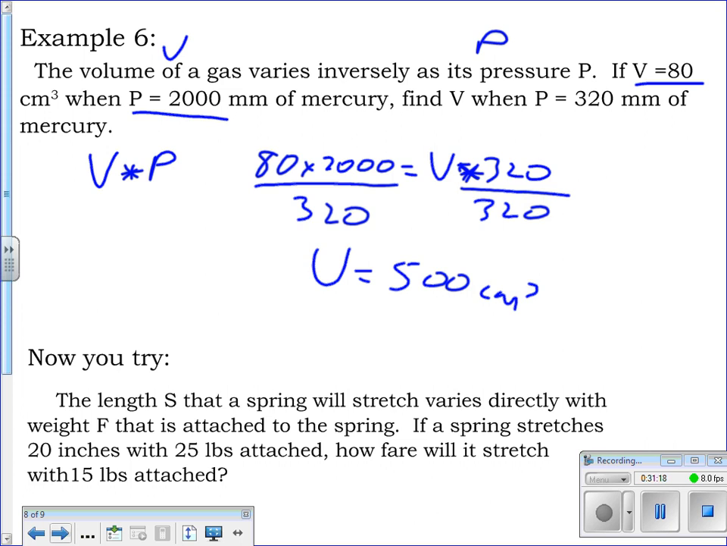But the key to this is, what are the two variables, and what's my variation, direct or inverse? Direct or inverse or joint. Decide the variables, decide whether you're multiplying or dividing, and then do exactly what we just did on the previous problems.